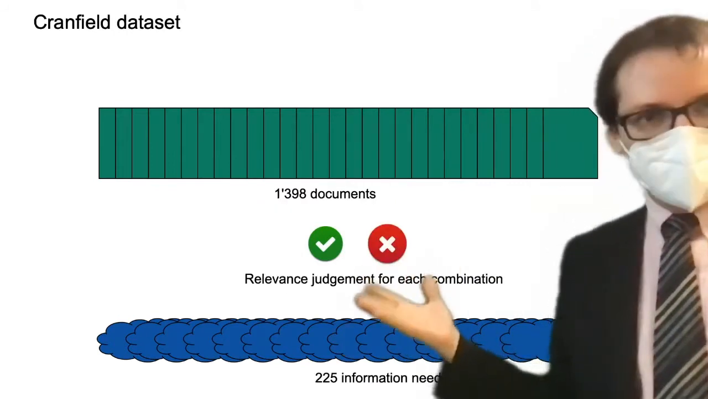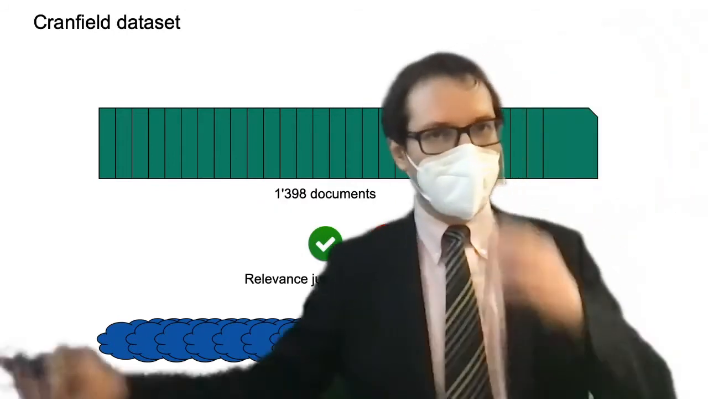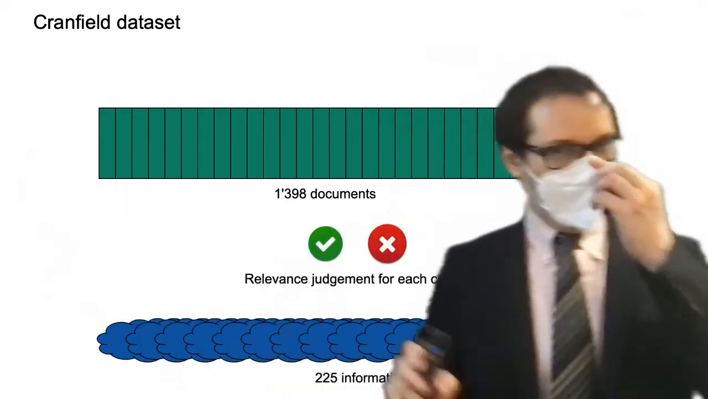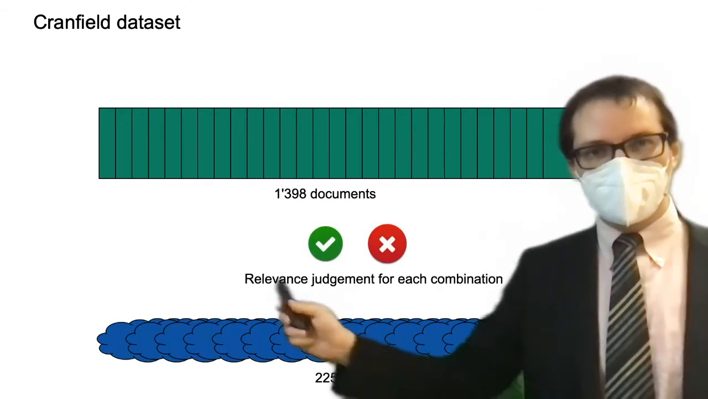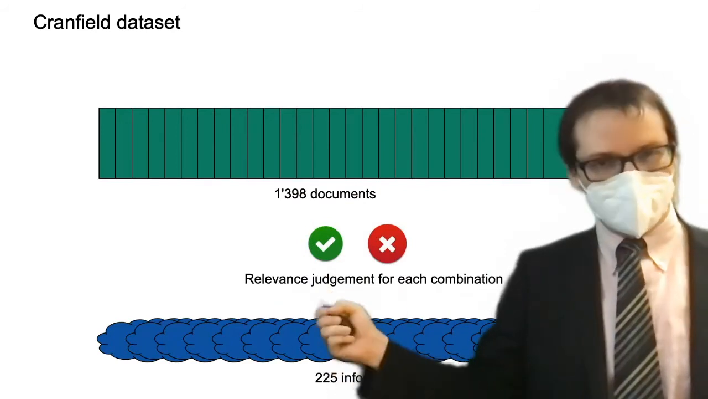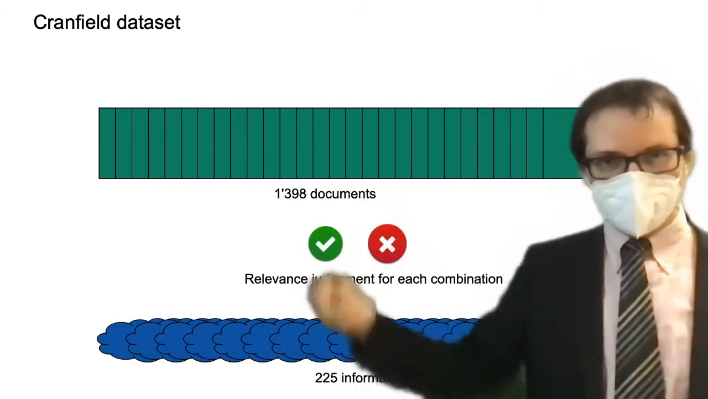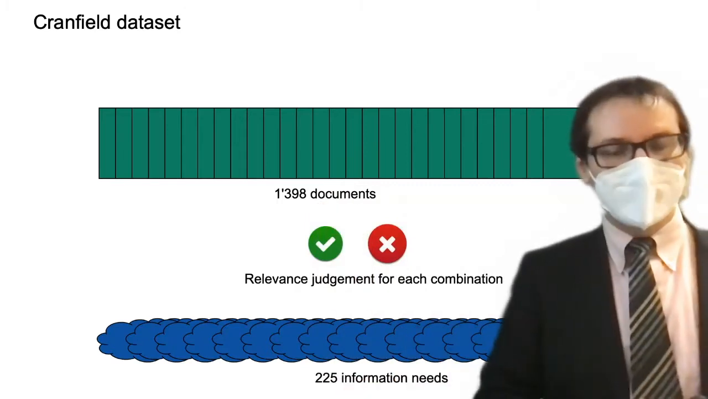This was done actually in practice back to the 60s, I think, with the Cranfield data set. We didn't have so many computers back then, so you see the number is quite small, but nevertheless, we managed to get these relevance judgments. This is what is called for every combination of document and information need.